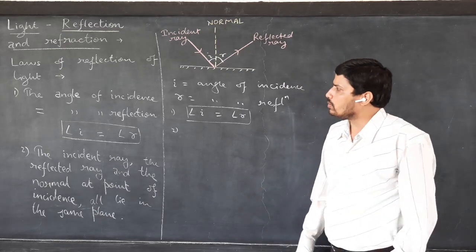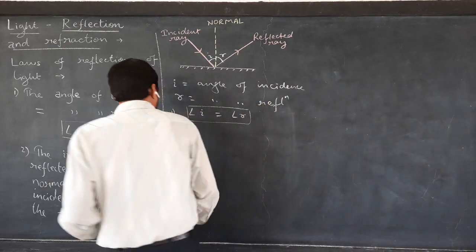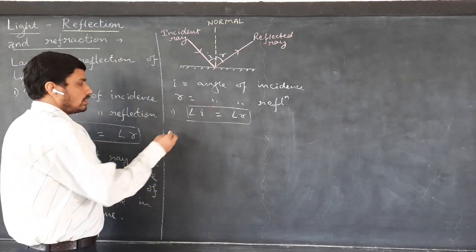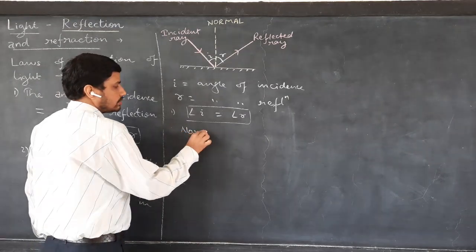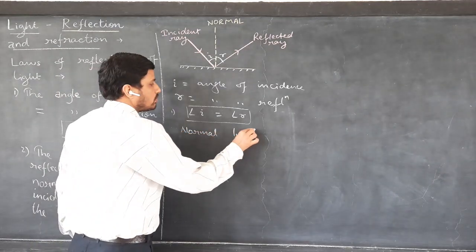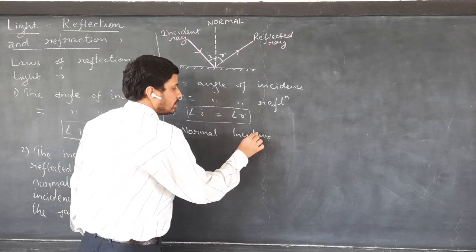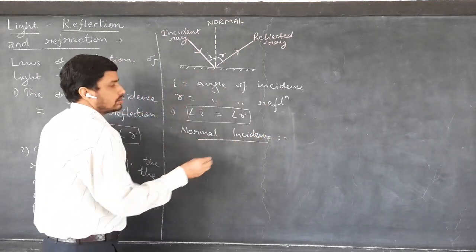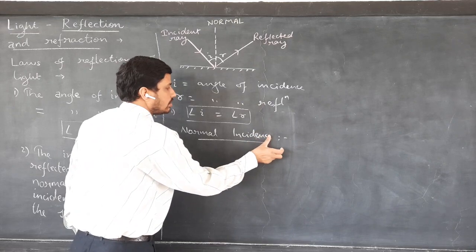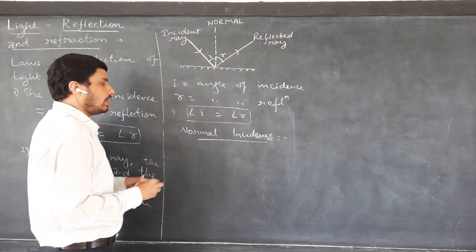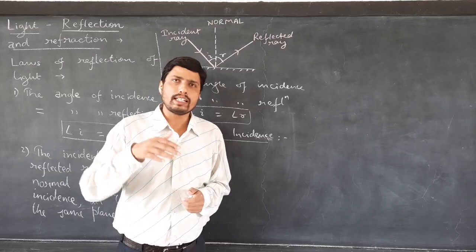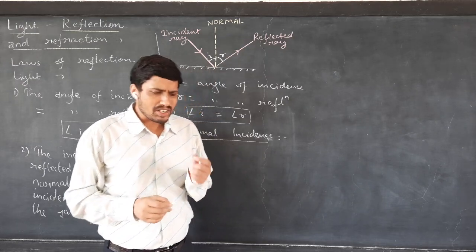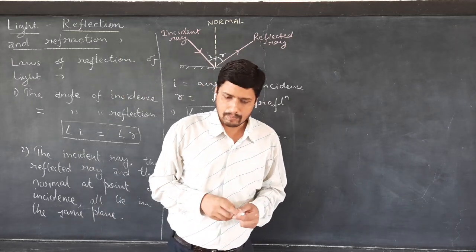The first thing that I would like to stress upon here is normal incidence, an important concept which will be needed time and again. Normal incidence is the case when a ray of light is incident along the normal to the reflecting surface. First, this word normal, you must understand it properly.